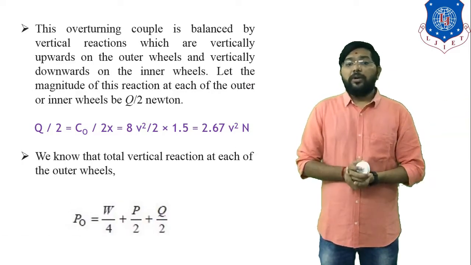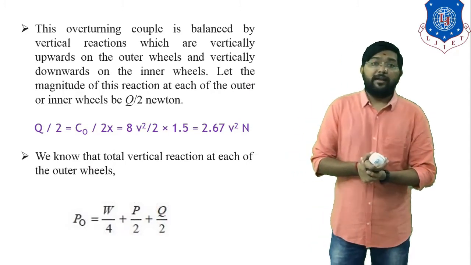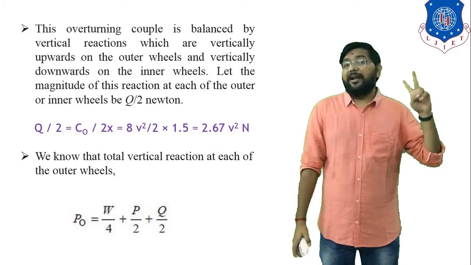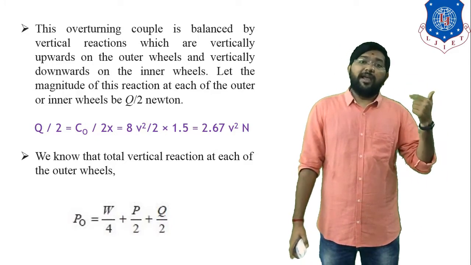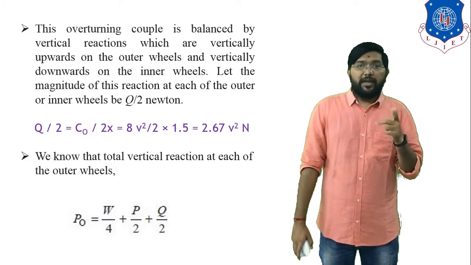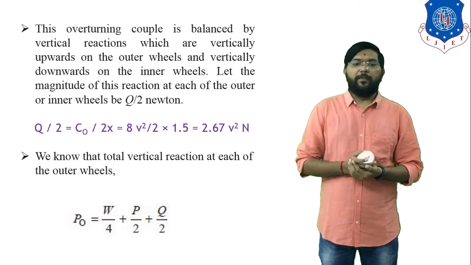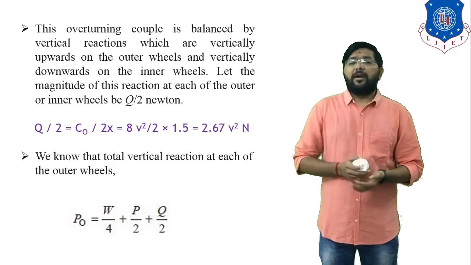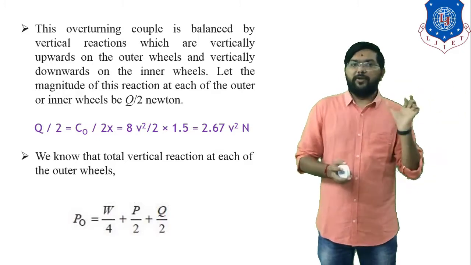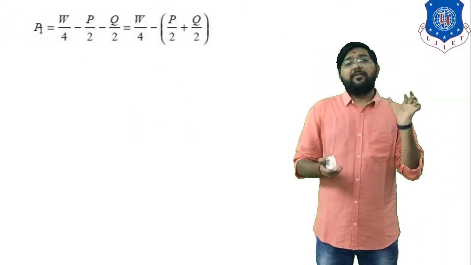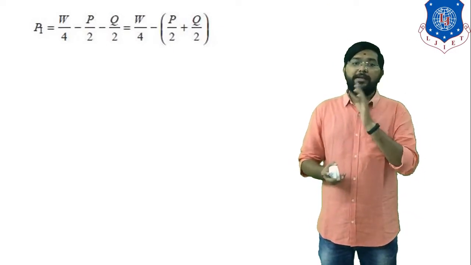Now we know the total vertical reaction at each of the outer wheels. We derived two equations in the last lecture, the reaction for the inner wheel and the reaction for the outer wheel. Here is the equation for the reaction of the outer wheel, that is W by 4 plus P by 2 plus Q by 2. We already discussed and derived all these three terms. And the equation for the reaction of the inner wheel is W by 4 minus P by 2 minus Q by 2.